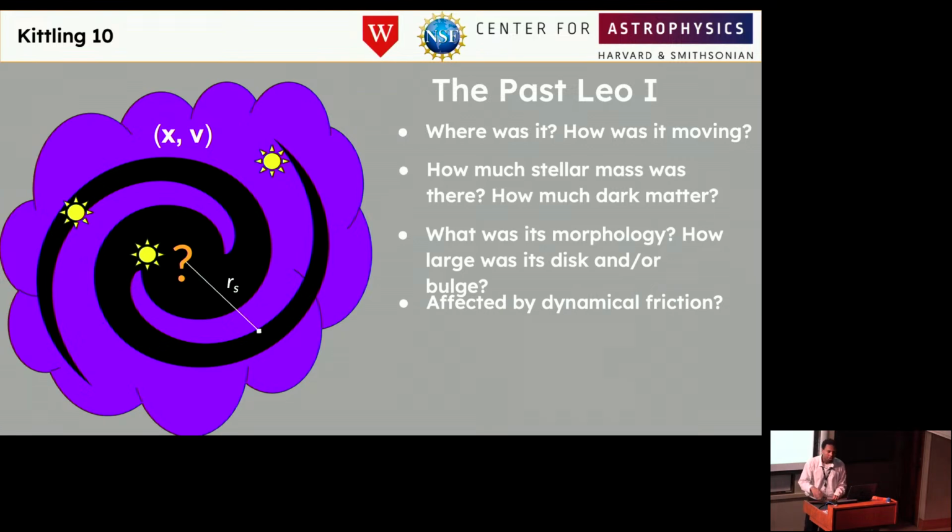In addition, we don't know if dynamical friction would have affected the galaxy, in which, as it orbits the galaxy, the Milky Way dark matter halo will slow it down enough to significantly impact its orbit. And we don't even know when it would have been stripped. Like, at what time would most of the stars of Leo 1 have been stripped from it? But these are a lot of questions, but we have this nice tool to help us out with at least some of them. And it's called Galpy.